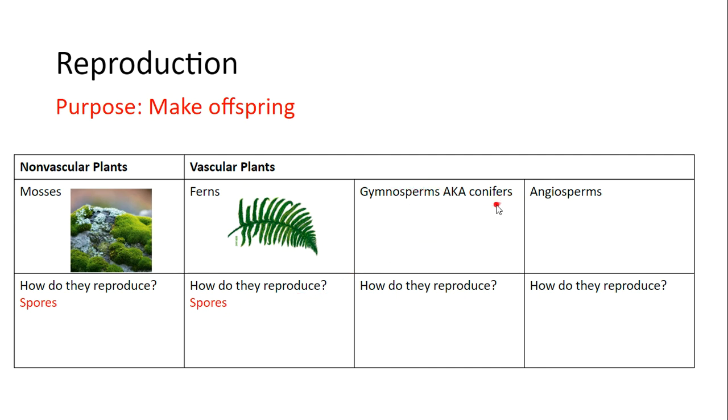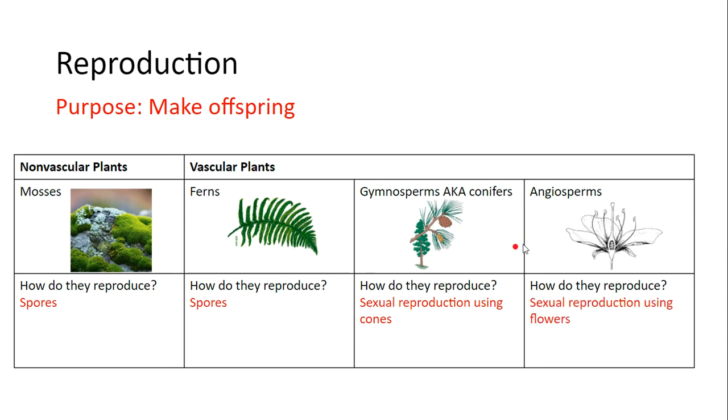Gymnosperms, which are the conifers, so if you think of your Christmas tree, will reproduce sexually, but they're going to use cones. Remember, gymnosperm means naked seed. So cones that drop down to the forest floor. And then angiosperms will also reproduce sexually, but they reproduce using flowers and fruits.